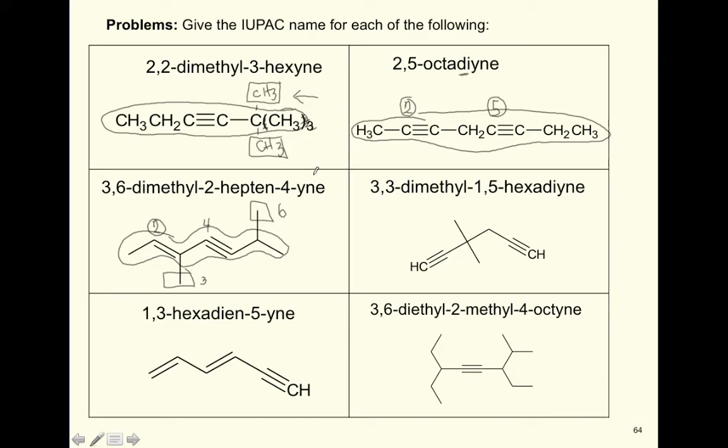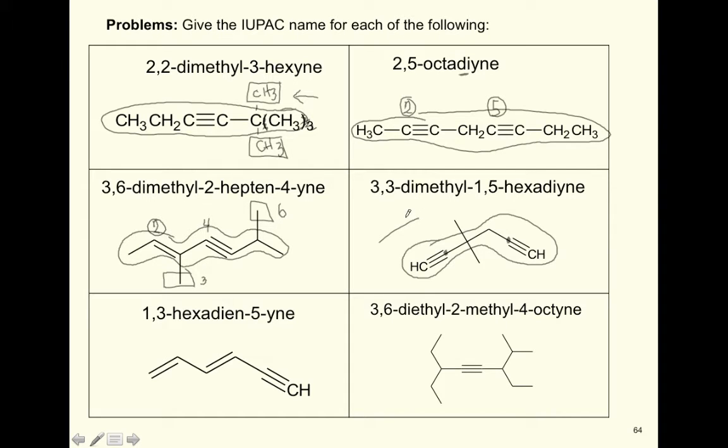3,6-dimethyl-2-heptene-4-yne. Let's see, I've got triple bonds coming from both ends. 1, 2. This is another carbon right here. In fact, you might want to go ahead and put a circle here reminding you there's a carbon there and there's a carbon there. Wherever you have a bend or an end, there's a carbon there, but the end of a triple bond is also a carbon. So here's carbon 1, 2, 3, and this is carbon 1, 2, 3, 4.